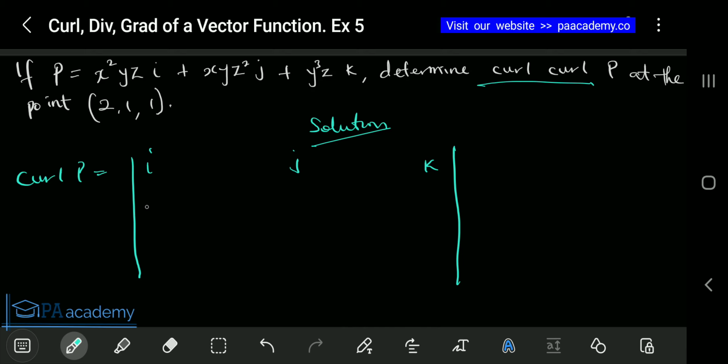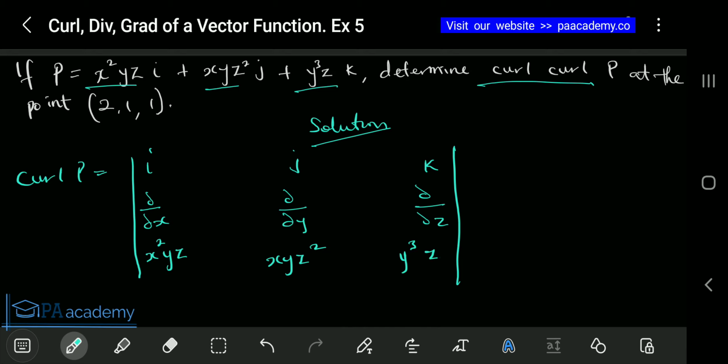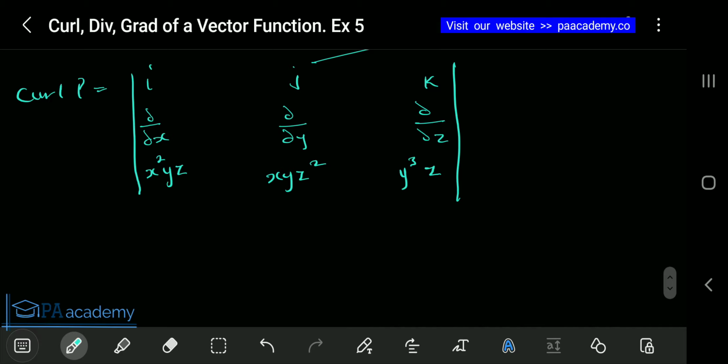For the second row, you are going to have the partial differential with respect to x, then the partial differential with respect to y, and then the partial differential with respect to z. Are we good? For the third row, that's where you have the components of the function itself. So we have x squared yz, you don't need to include the i, and then xyz squared, and then y cubed z. Okay, so now let's go ahead and simplify this.